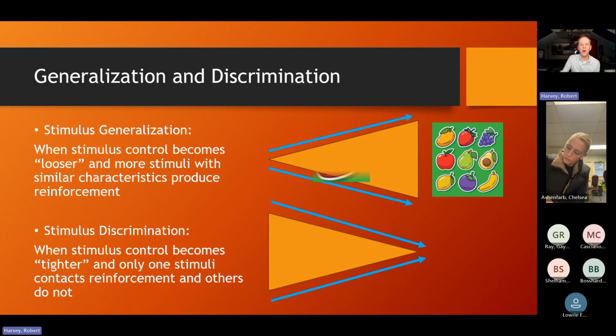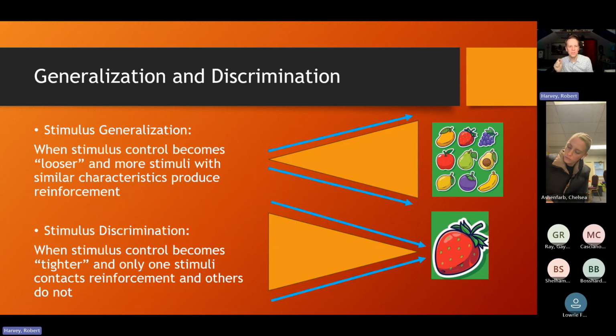But we also really want to teach stimulus discrimination, when you have tight stimulus control and only one stimulus, or a smaller set of stimuli, contacts reinforcement, right? Like you don't want them to only say strawberry in the presence of this very cartoonish picture of a strawberry, right? But you also don't want them to see that full range of fruits and say strawberry to all of them, right? So you need to have both of these things with your learners.